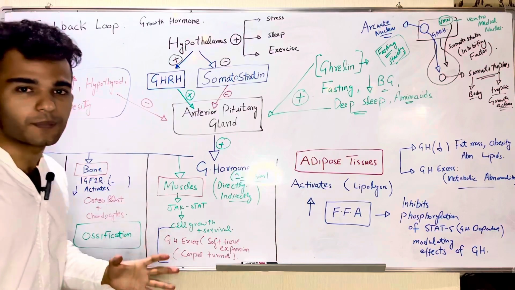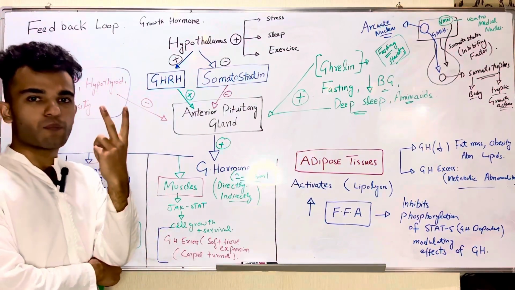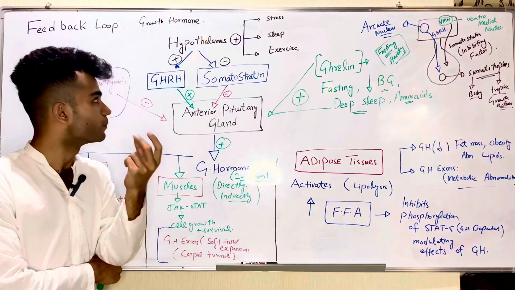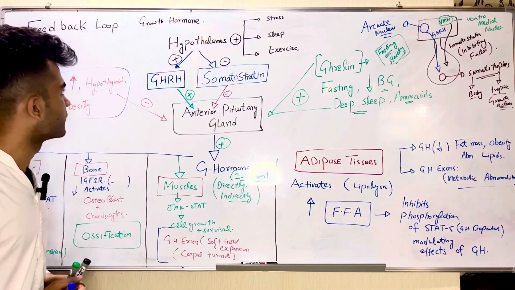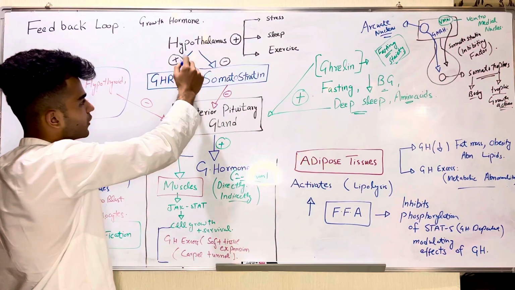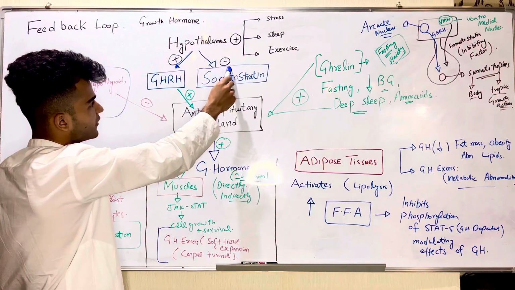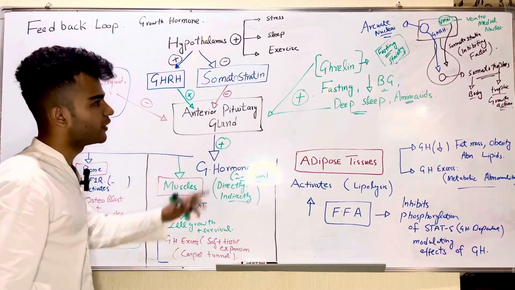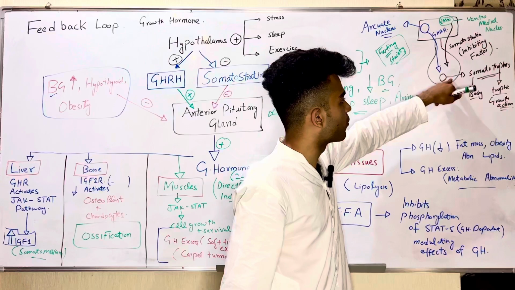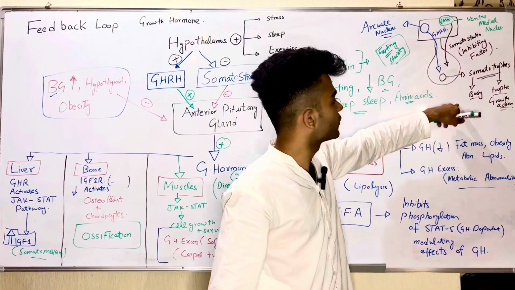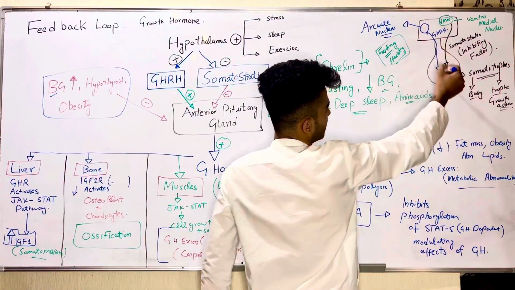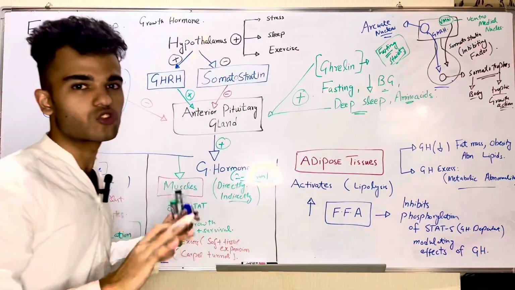Now let's talk about the feedback loop. It's very simple. We have two feedback loops. One is the long feedback loop and the other one is the short feedback loop. Now what does short feedback loop mean? For example, if the growth hormone is more here, then somatostatin will come directly to the anterior pituitary, and here it will tell the somatotropes to block the production of what? Growth hormone. This is a short feedback loop that only involves the hypothalamus and the anterior pituitary.